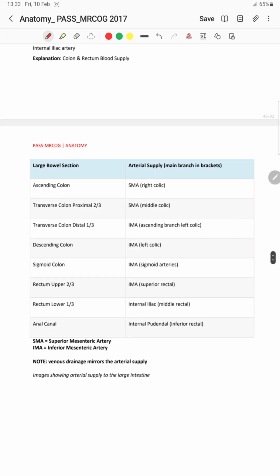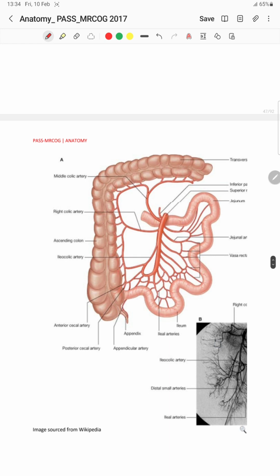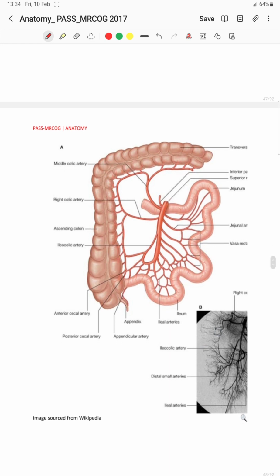Here we come to the major suppliers of the colon. The ascending colon is supplied by the superior mesenteric artery. The proximal two-thirds of the transverse colon is again supplied by the superior mesenteric artery. The distal transverse colon is supplied by the inferior mesenteric artery, and the descending colon is supplied by the inferior mesenteric artery. The sigmoid is supplied by the inferior mesenteric artery, and the upper two-thirds of the rectum is supplied by the inferior mesenteric artery. The lower one-third is supplied by the internal iliac artery, which further gives a tributary to the middle rectal artery, and the anal canal is supplied by the internal pudendal artery, which gives the inferior rectal artery. Here is a diagrammatic view of the colon and its blood supply.